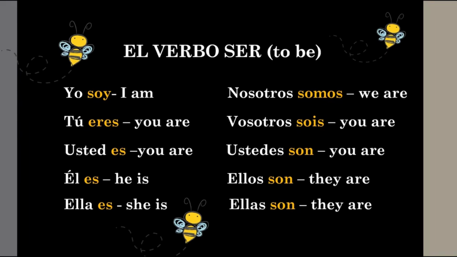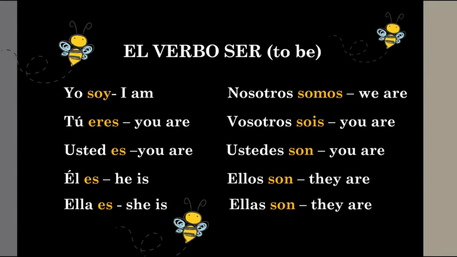This is the full conjugation chart of SER in the present tense. Let's read together. Yo soy, tú eres, usted es, él es, ella es. Nosotros somos, vosotros sois, ustedes son, ellos son, ellas son.